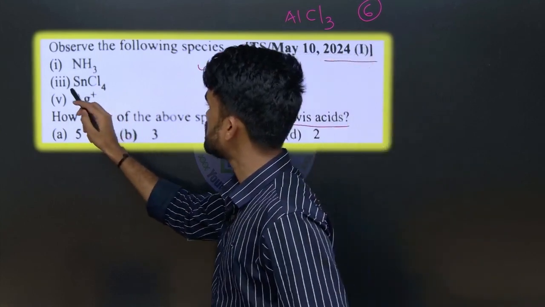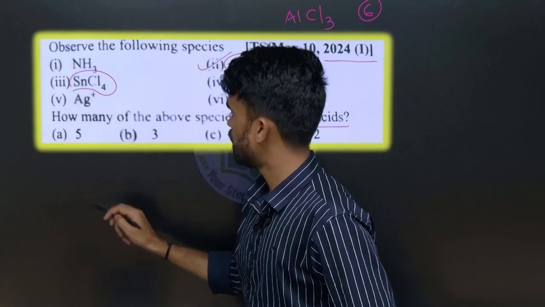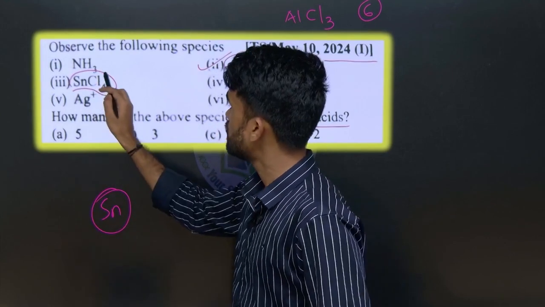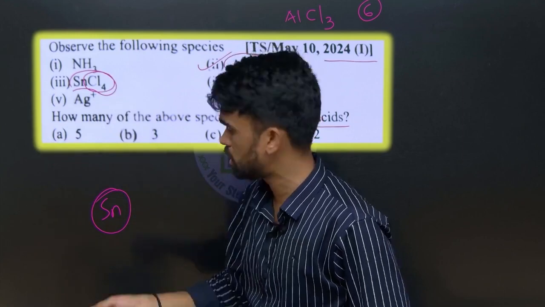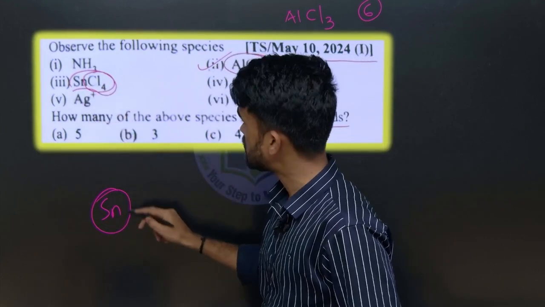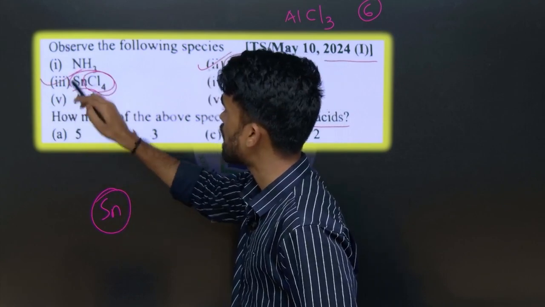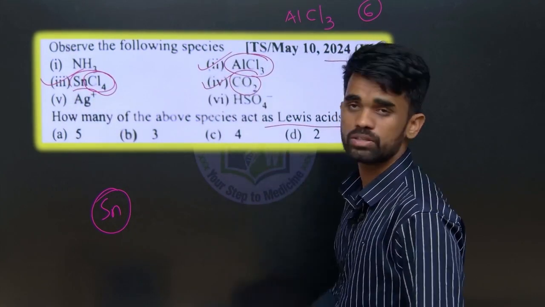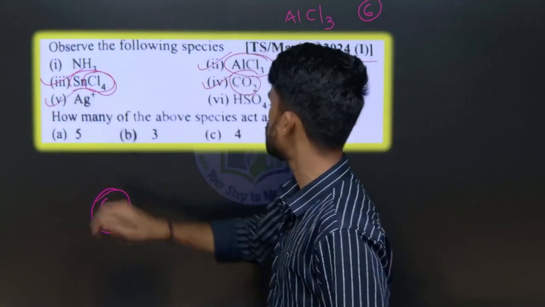Okay, here SnCl4 also has tin, Sn, so it has an empty d orbital, and the attached chlorine atoms are more electronegative. They will withdraw the electrons towards themselves and create electron deficiency on the central atom. Therefore this will also act as a Lewis acid. And CO2, I already explained, will also be a Lewis acid, and Ag plus is also a Lewis acid.